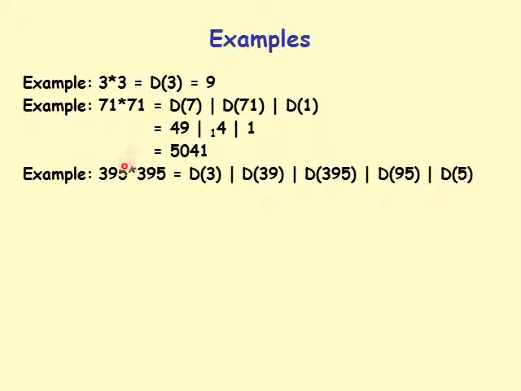Let's continue. So let's do 3 digits, 395 times 395. First we do a duplex of 1 digit, 3. Then duplex of one more digit, 39. Then duplex of all 3 digits, 395. Then we start dropping columns here. Duplex of 95, and then drop one more column, duplex of 5. So in the leftmost column, we have duplex of 3, and next column to the right, duplex of 39. Column to the right, duplex of 395. Column to the right, duplex of 95, and units place duplex of 5.